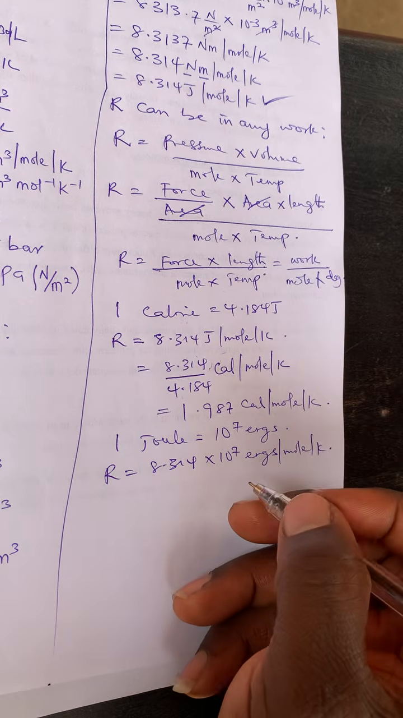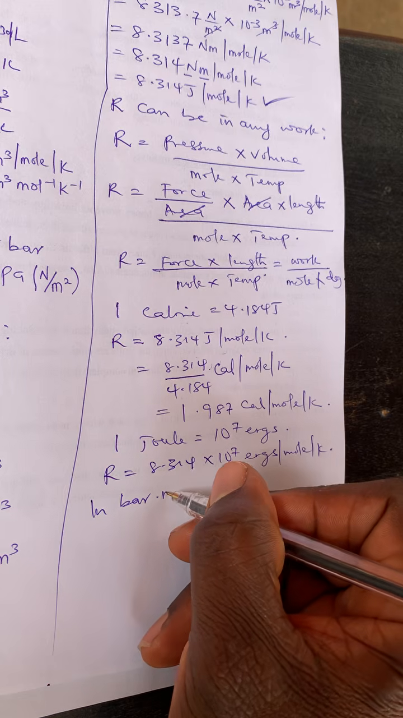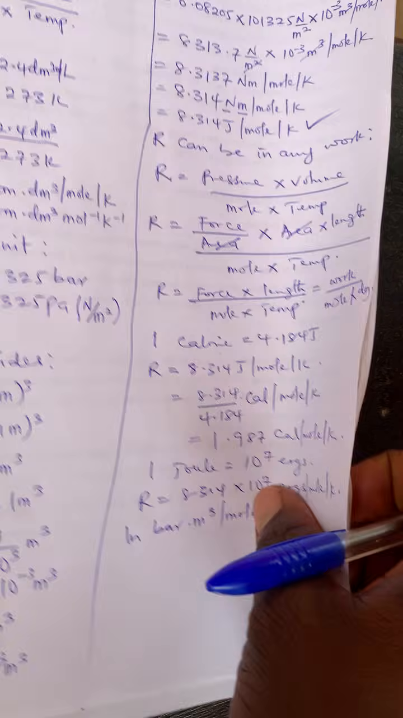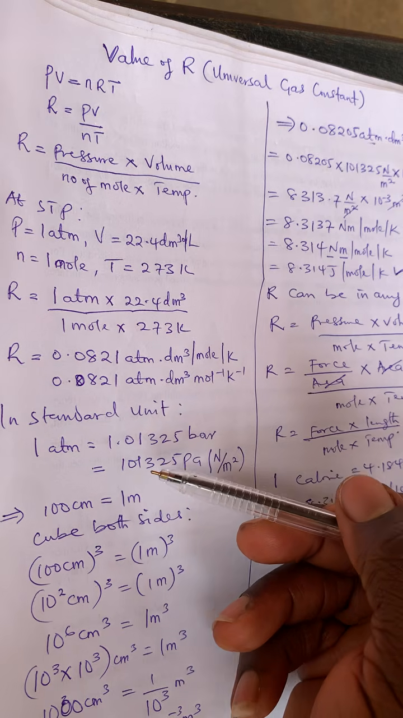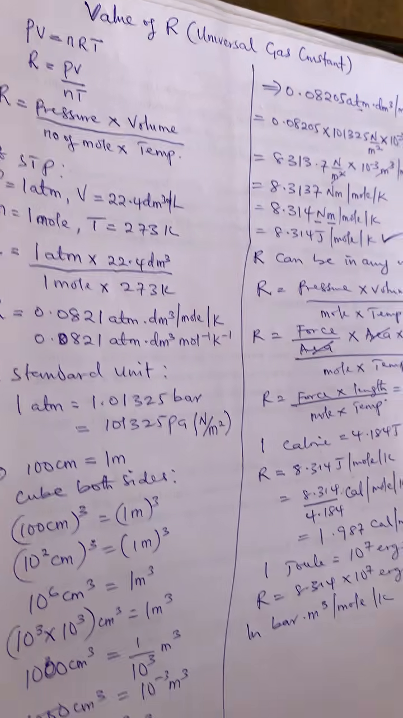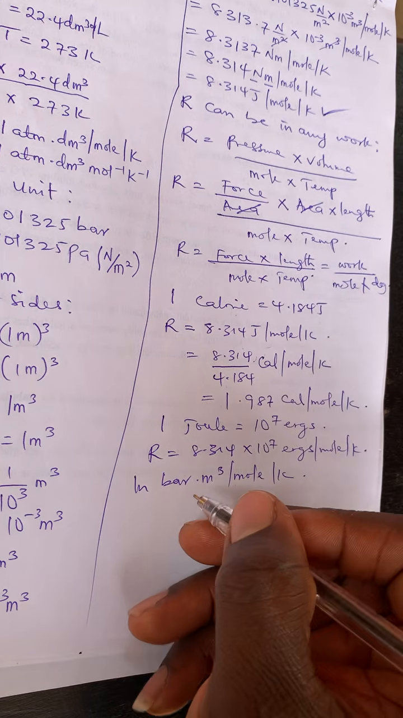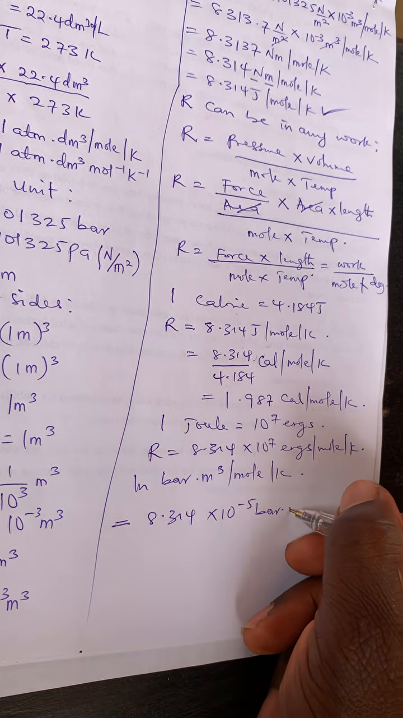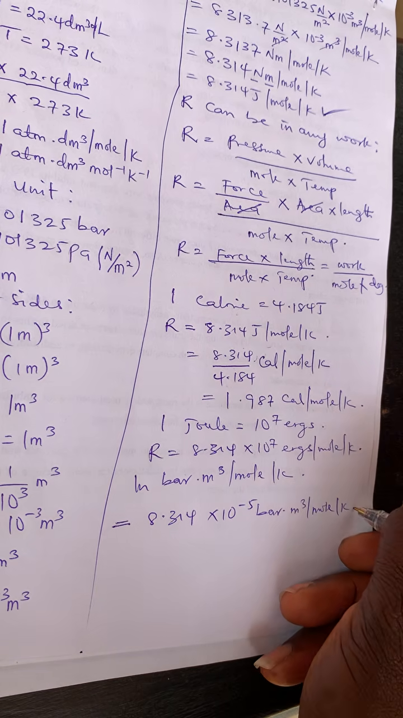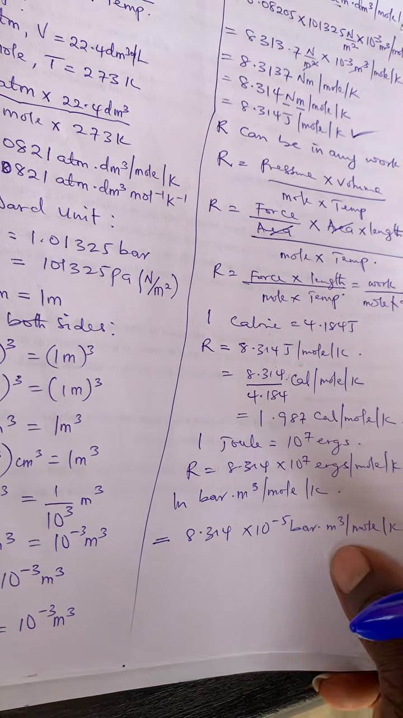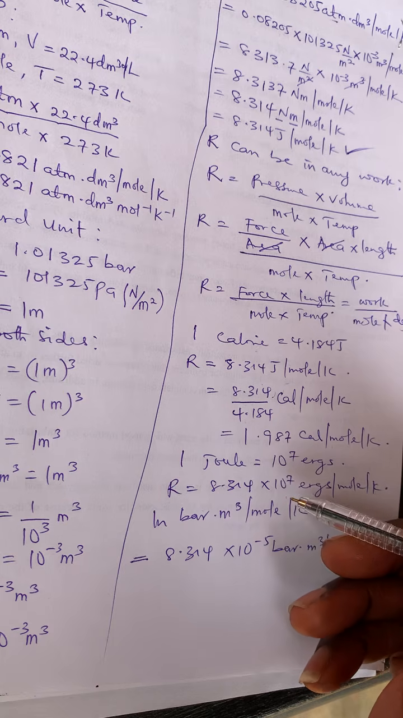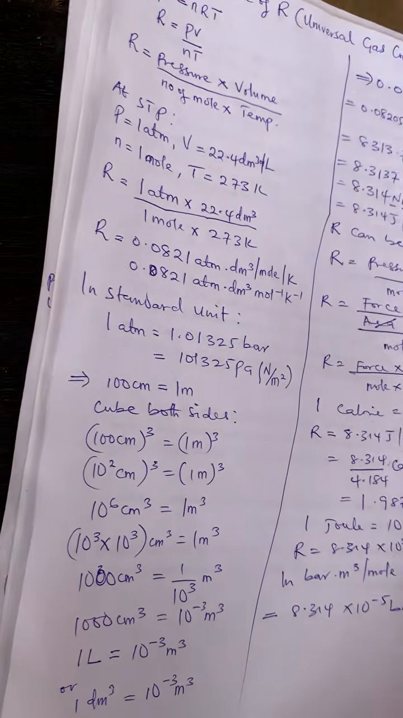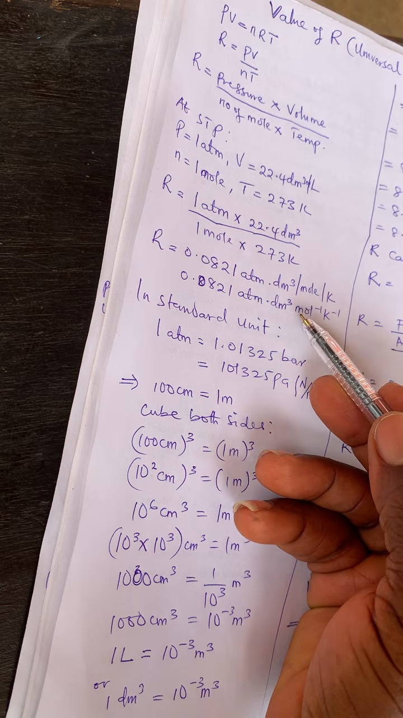R can be expressed in every other unit. If you express R in bar meter cube per mole per K, and then try to do the conversion we have done by using this, and you remember this relationship, that 1 ATM is equal to 101325 Pascal, you're going to observe that this will give you 8.314 times 10 raised power minus 5 bar meter cube per mole per K. So R can be expressed in every other unit, but most times what we experience in our calculations are R expressed maybe in calories, or most times in joules per mole per K, or in ATM dm cube per mole per K.